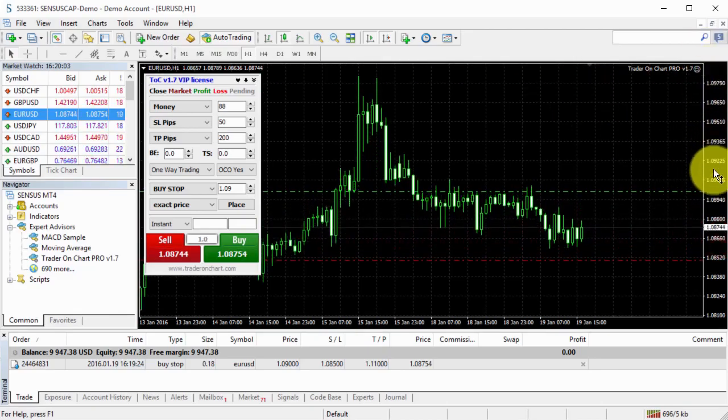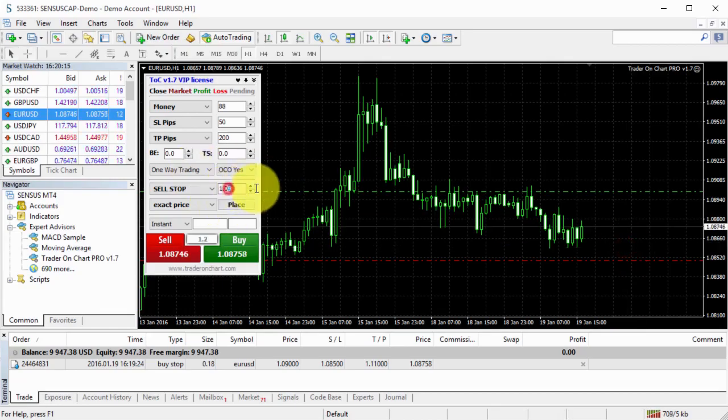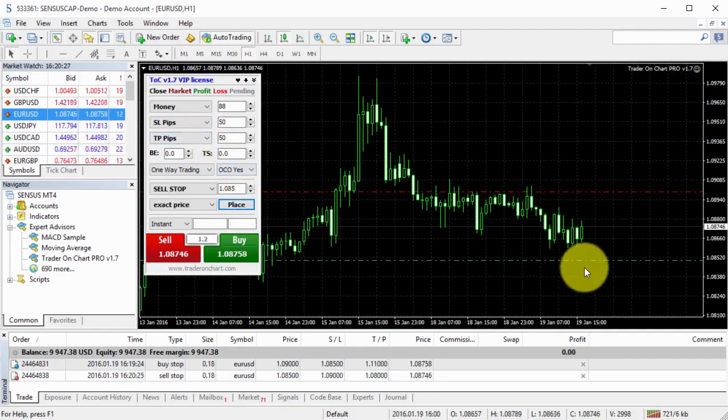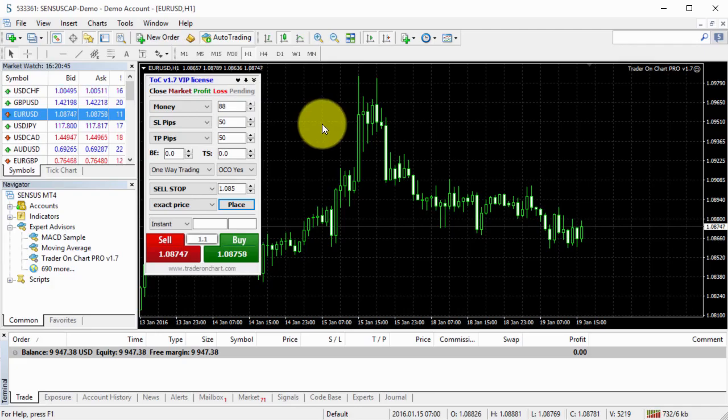So again, let's try to place a sell stop. Let's say I want to place a sell stop right here, 1.0825, and this time I will use take profit of 50 pips, for example, and click the place button, and it just places the pending order, and it looks like I just placed it on top of my previous order. It doesn't matter. I can just click pending right here in the close section, and it will close all the pendings.